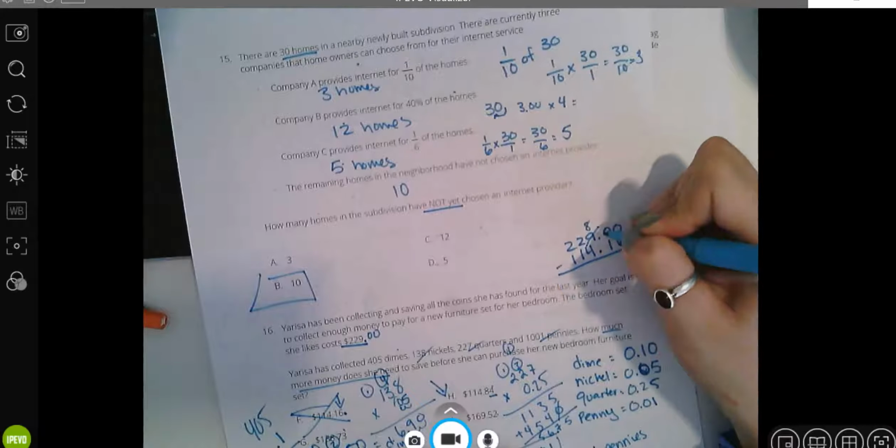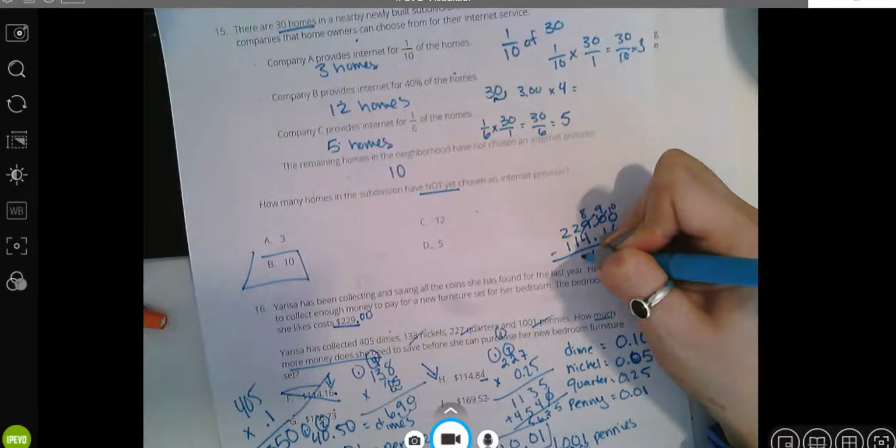So, even though I'm pretty much out of space, I'm going to go find some and subtract what she has from what she needs to figure out how much more she needs to earn. I'm going to have to borrow and regroup.